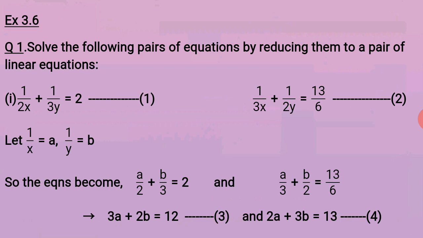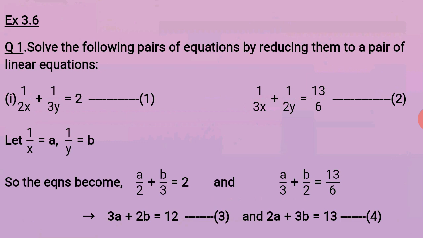Let's substitute in the given equation 1 and equation 2. So equation 1 gets transformed into a by 2 plus b by 3 equal to 2, and equation 2 changes to a by 3 plus b by 2 equal to 13 upon 6. Now these two are equations in two variables a and b, and we can easily call them linear equations because the degree is 1.